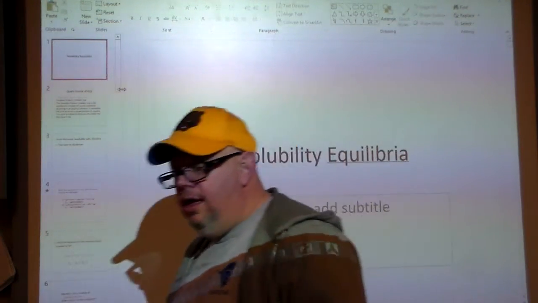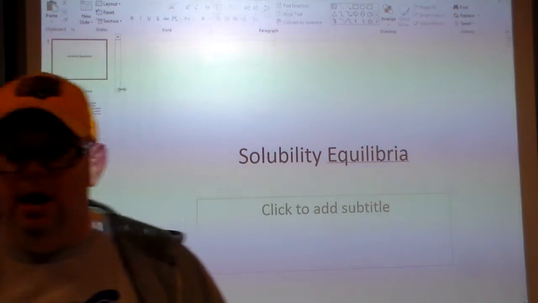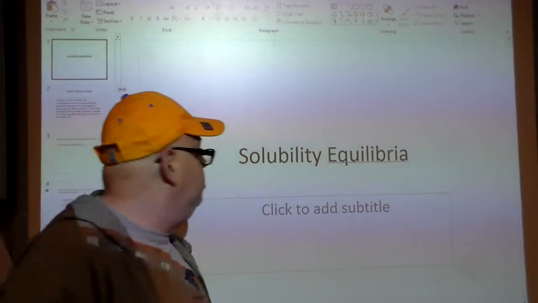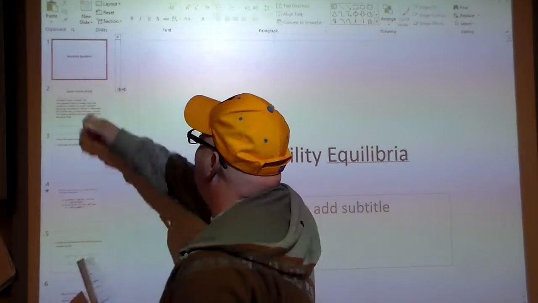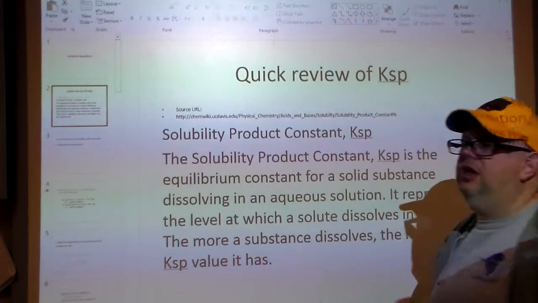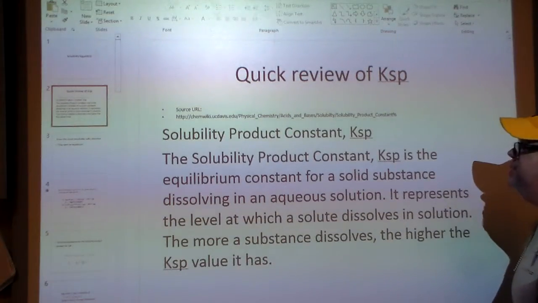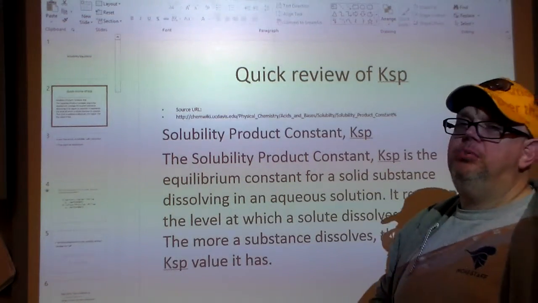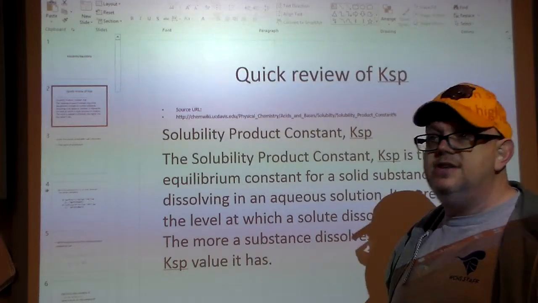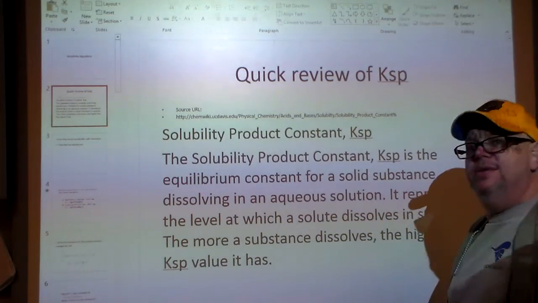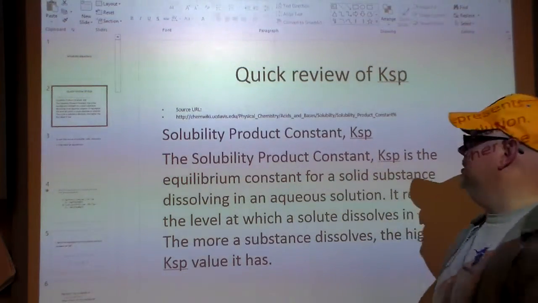Guys, I'm going to give you a quick overview of Chapter 16, looking at solubility and equilibria. You don't have this slide in your Chapter 16 notes; I'm just going over it. Quick review of the Ksp. It's known as the solubility product constant. Again, think of it as an equilibrium, like we have been dealing with in the past few chapters.